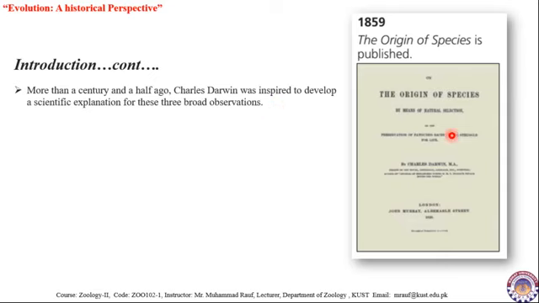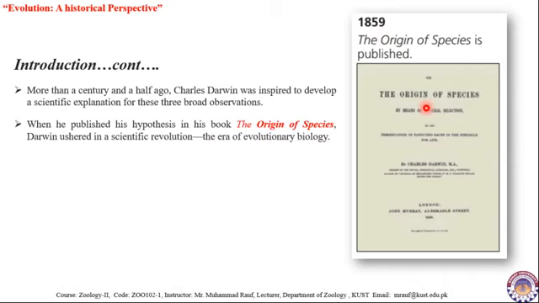On the right side of your screen you can see his famous manuscript where he incorporated all his findings, and it was published in 1859. So now we define evolution. He was a famous evolutionary biologist.